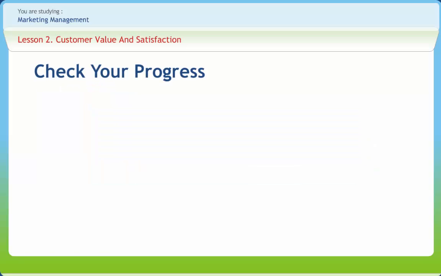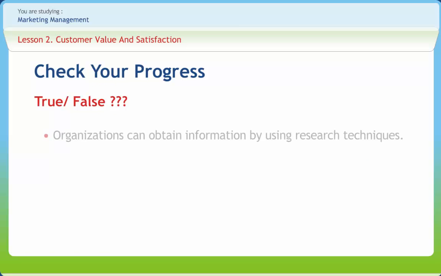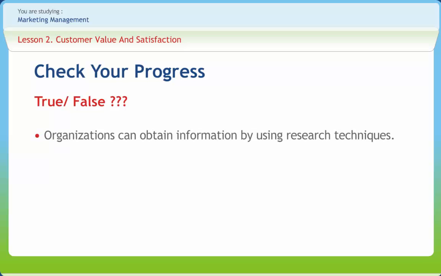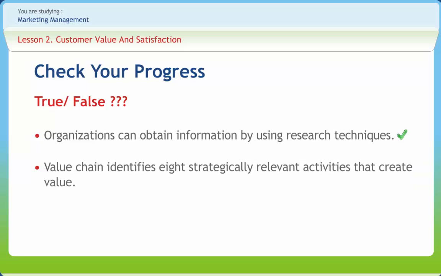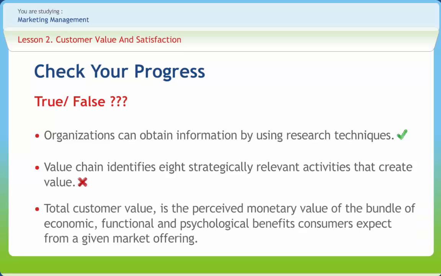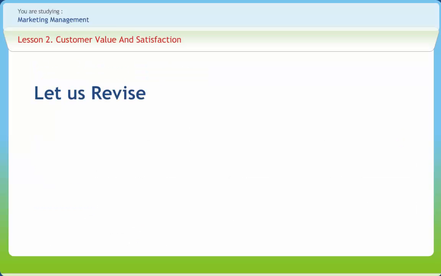Now let us check if we've understood the various concepts discussed in this lesson clearly. Organizations can obtain information by using research techniques. Value chain identifies 8 strategically relevant activities that create value. Total customer value is the perceived monetary value of a bundle of economic, functional, and psychological benefits consumers expect from a given market offering. Before we end, let us briefly revise what we've studied so far.